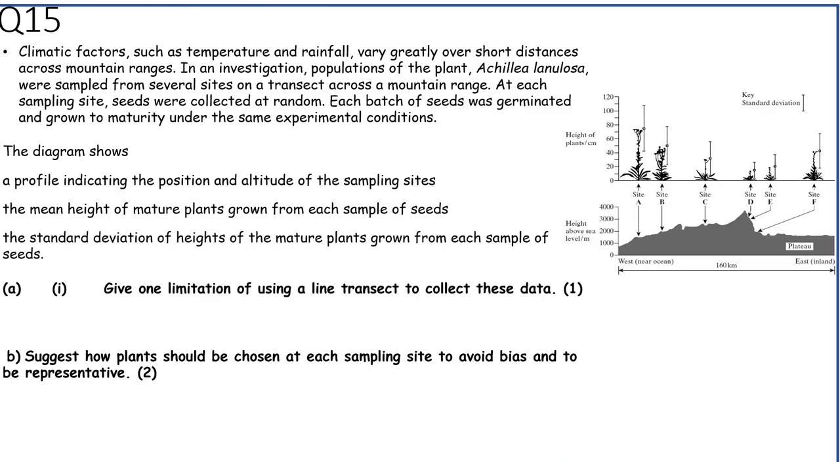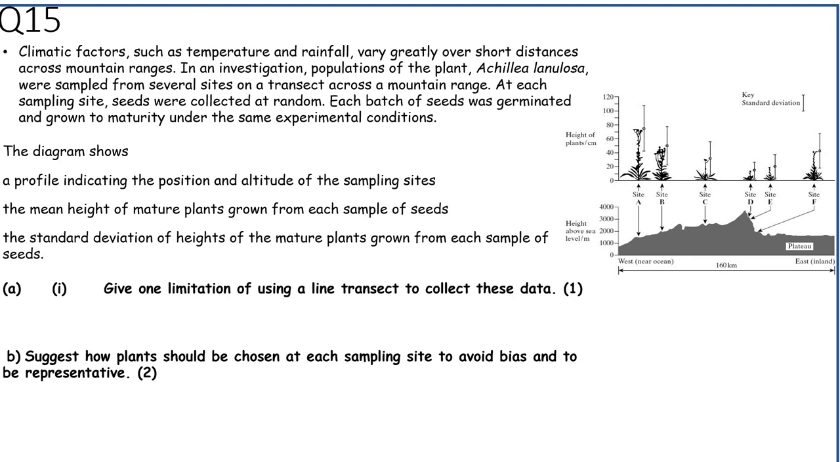Climatic factors such as temperature and rainfall vary greatly over short distances across mountain ranges. In an investigation, populations of the plant Achillea millefolium were sampled from several sites on a transect across a mountain range. At each sampling site, seeds were collected at random.